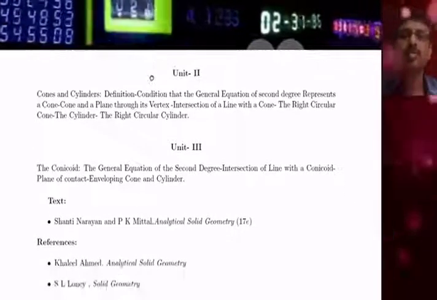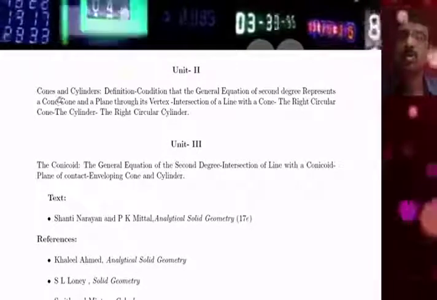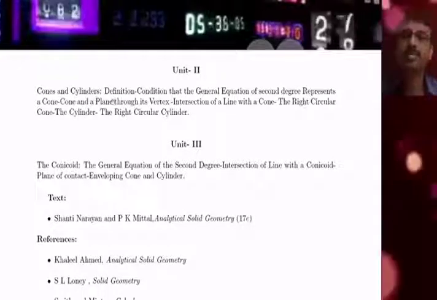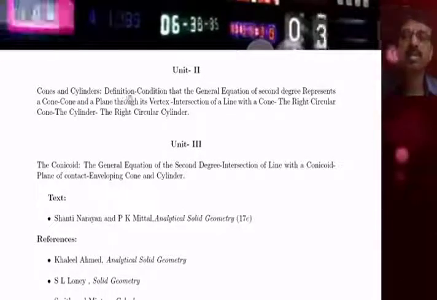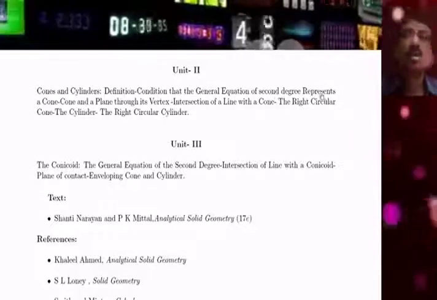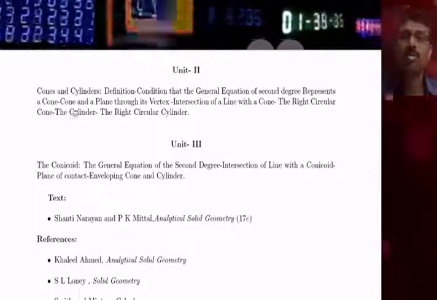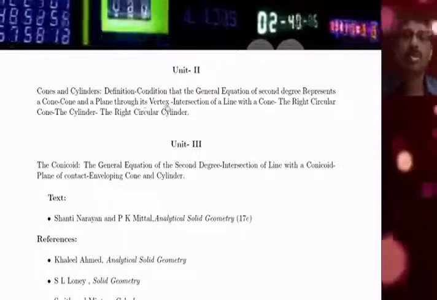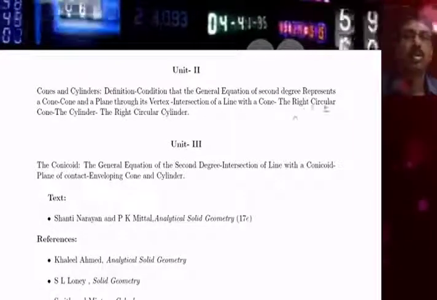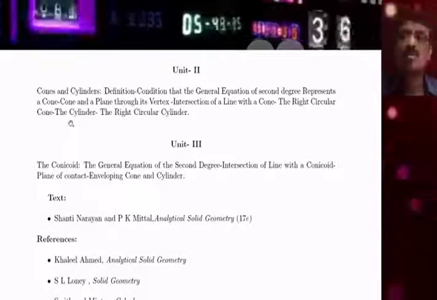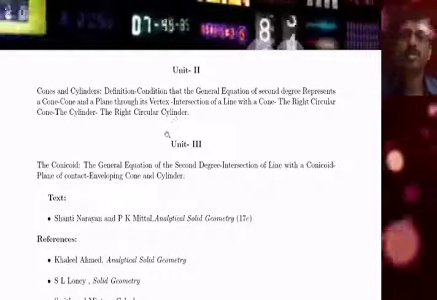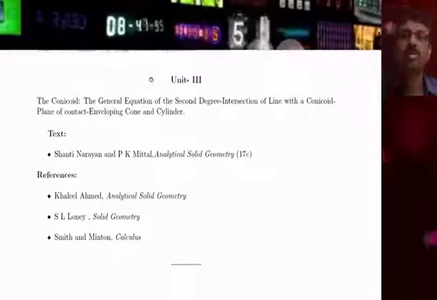Next, coming to unit 2, this is related to cones and cylinders: definitions of cones and cylinders, condition that the general equation of second degree represents a cone, a plane through its vertex, intersection of a line with a cone, the right circular cone, the cylinder, the right circular cylinder. So these are all unit 2.